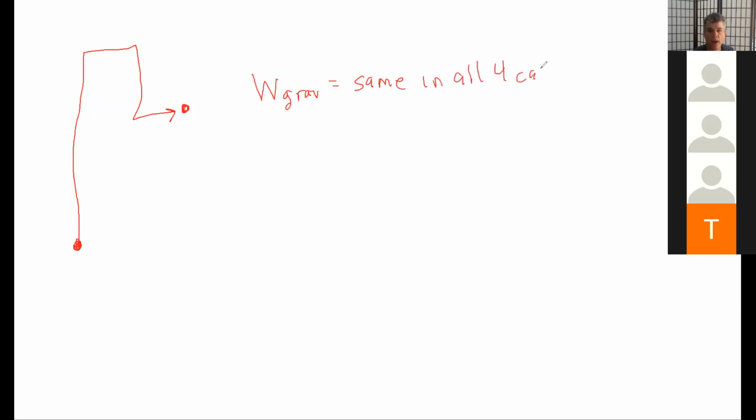You don't know exactly what the value is. You're not given enough information. But the fact that they all start and end at the same height means the work done is going to be the same in all 4 cases.